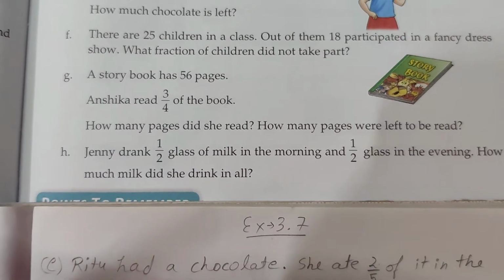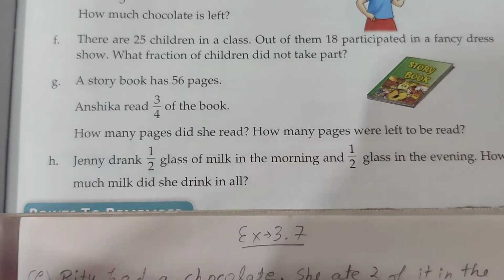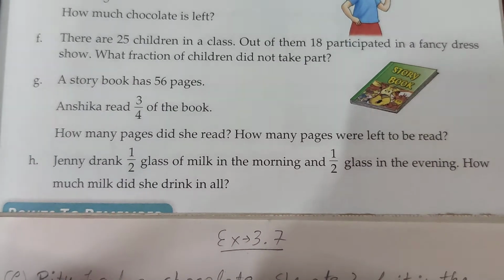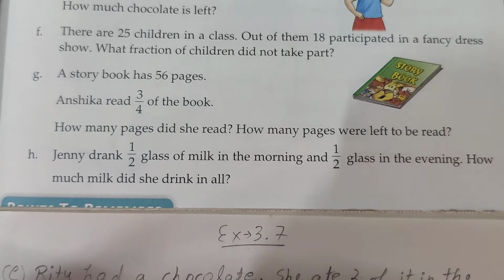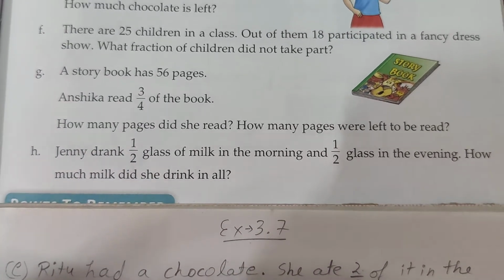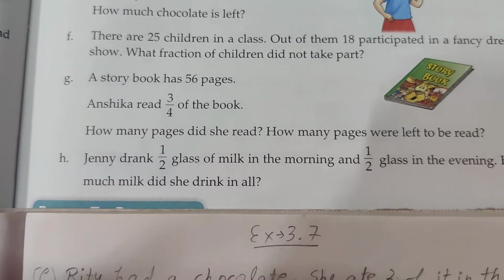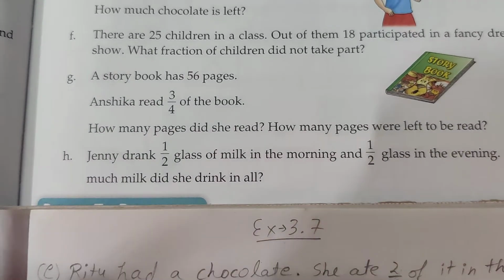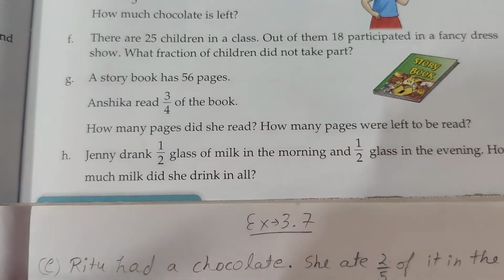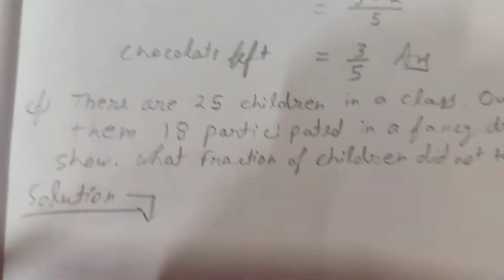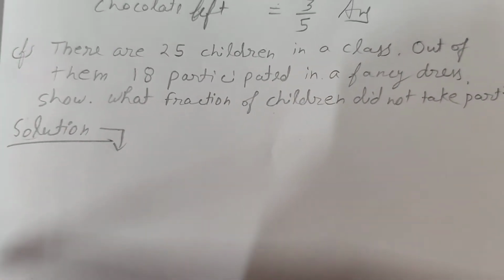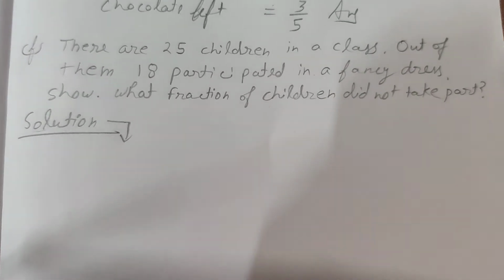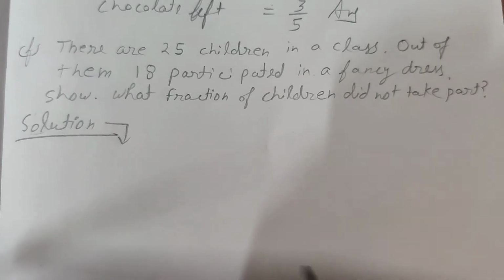So student, our next question is F. There are 25 children in a class. Out of them, 18 participate in a fancy dress show. What fraction of the children did not take part? So what we have to do? Here I have written the question for you in the notebook. So we have to do the solution.